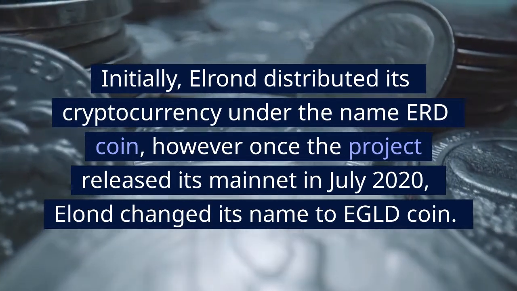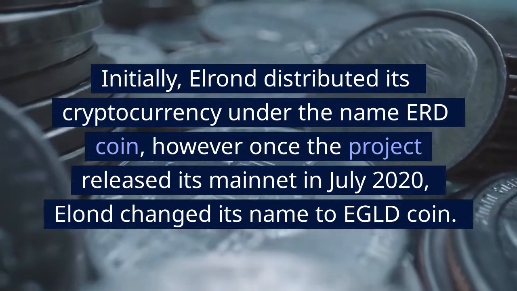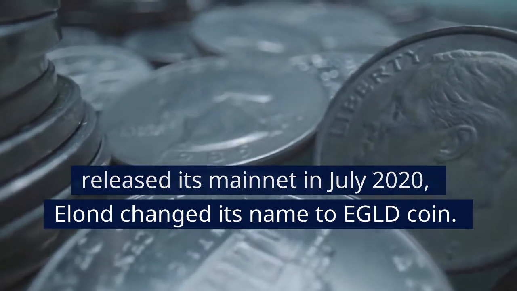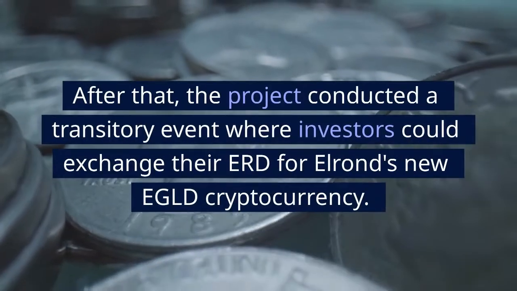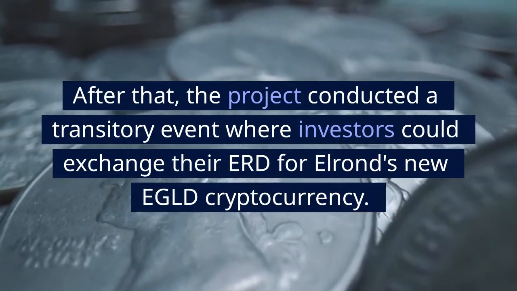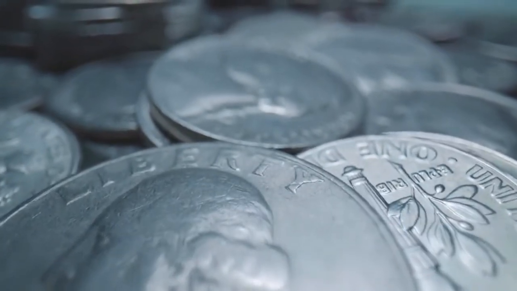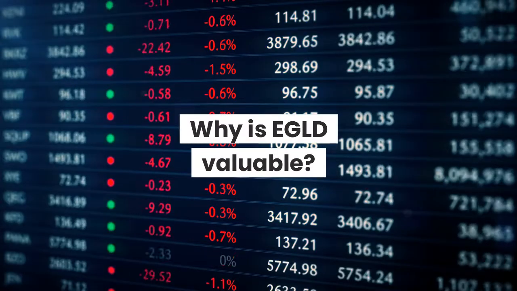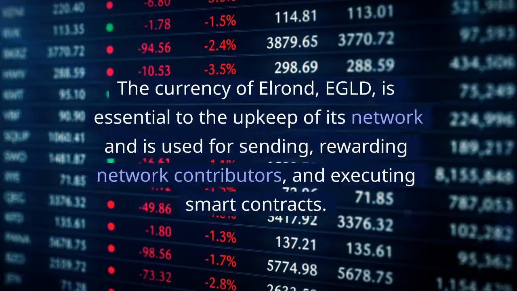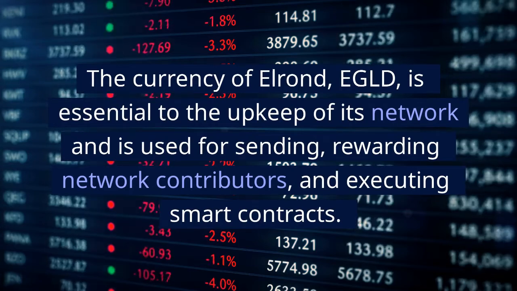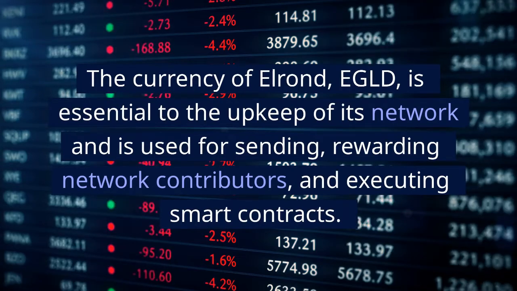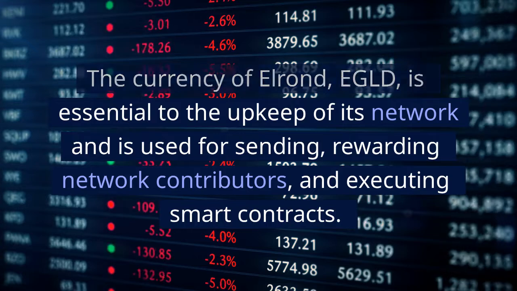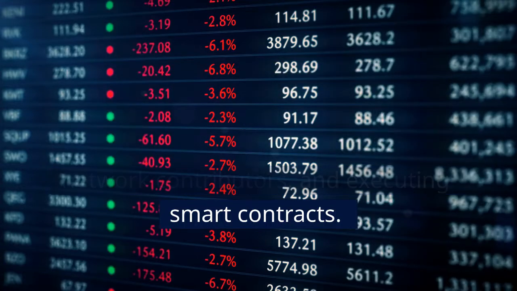However, once the project released its mainnet in July 2020, Elrond changed its name to EGLD coin. After that, the project conducted a transitory event where investors could exchange their ERD for Elrond's new EGLD cryptocurrency. Why is EGLD valuable? The currency of Elrond, EGLD, is essential to the upkeep of its network and is used for sending, rewarding network contributors, and executing smart contracts.